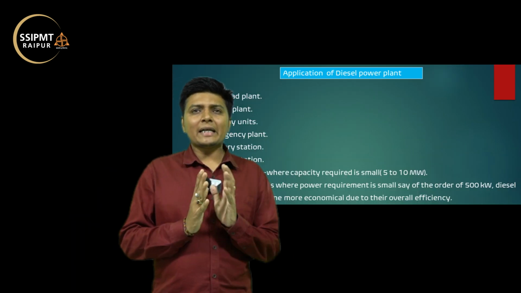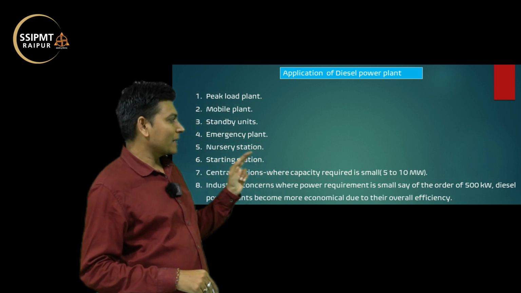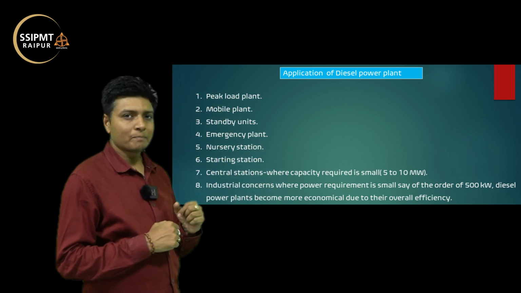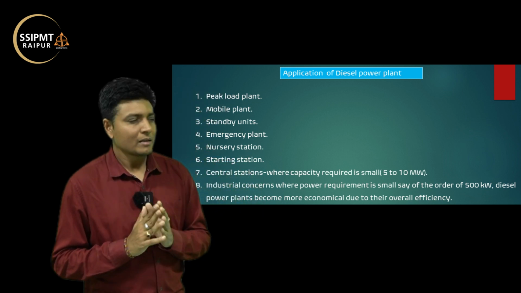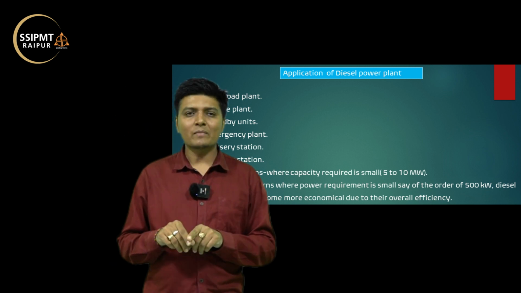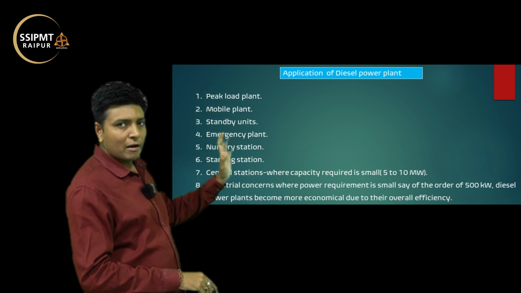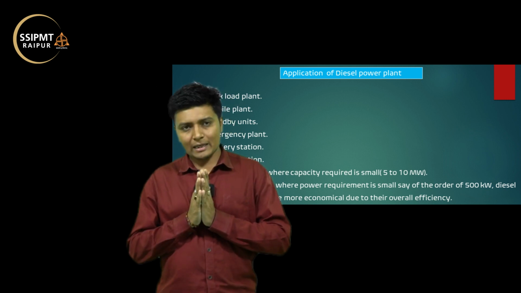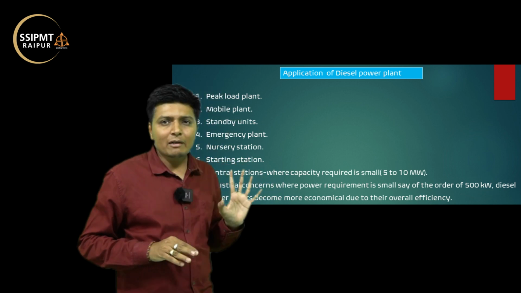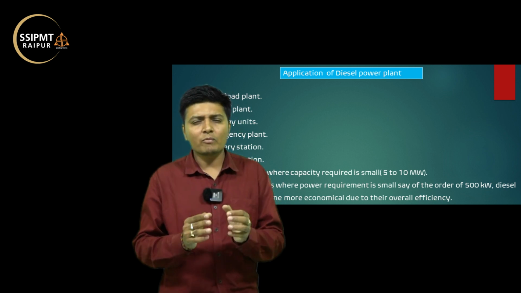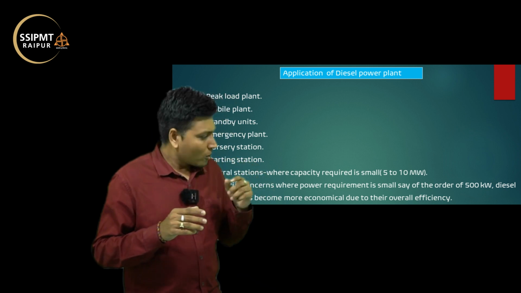Now we will see the applications of a diesel power plant. First application is a peak load plant. Second, a mobile plant. Third, standby units. Fourth, an emergency plant. Fifth, a nursery station. Sixth, a starting station. Seventh, a central station where the capacity required is very small, up to 5 to 10 megawatt. And the eighth application of a diesel power plant is industrial concerns where the power requirement is small, say of the order of 500 kilowatt. Diesel power plants become more economical due to their overall efficiency.